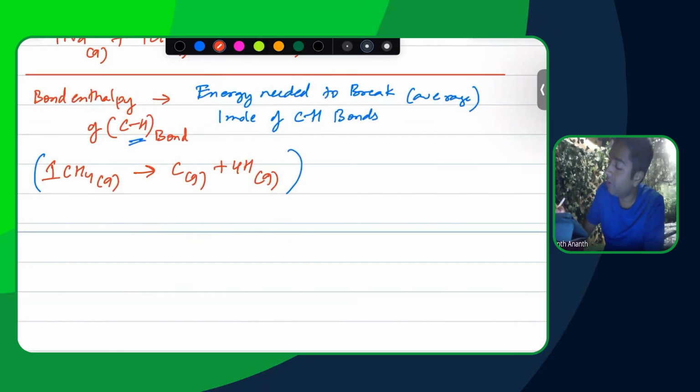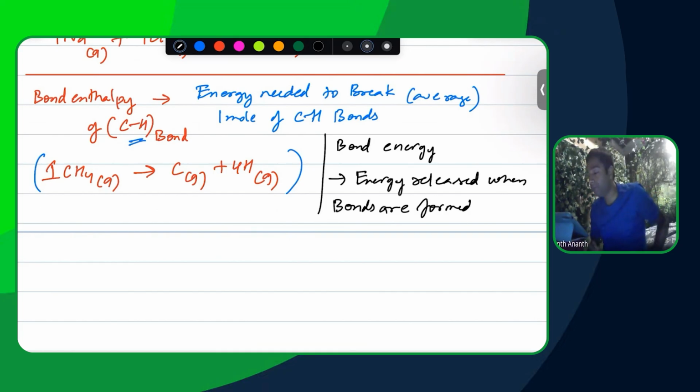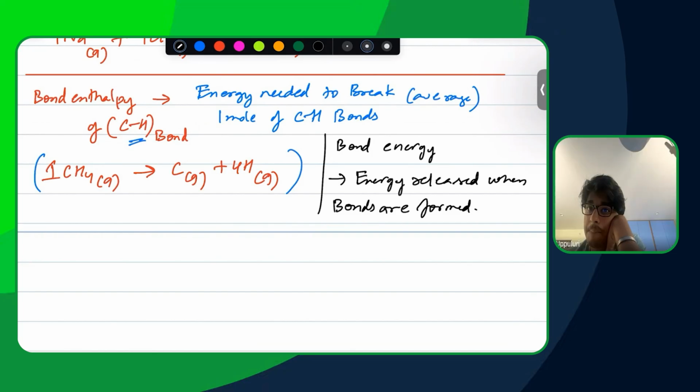Let me just quickly define bond energy as well. Bond energy: energy released when bonds are formed. That's the idea. So when a particular type of bond is formed, the amount of energy which is going to be released is basically going to be your bond energy there. Of course, average energy per mole is what you calculate.